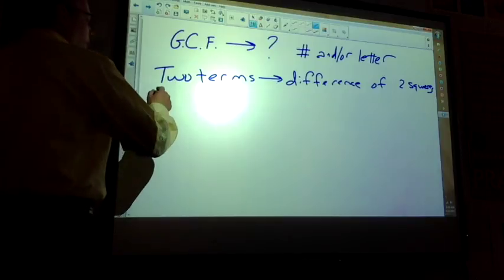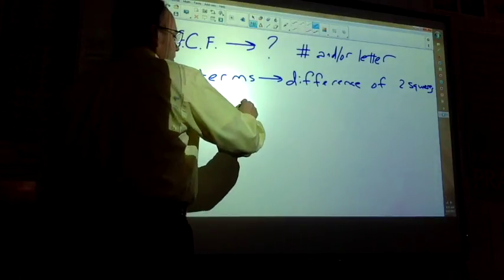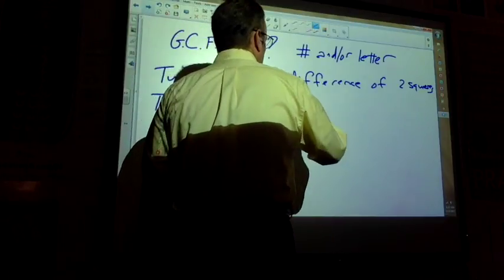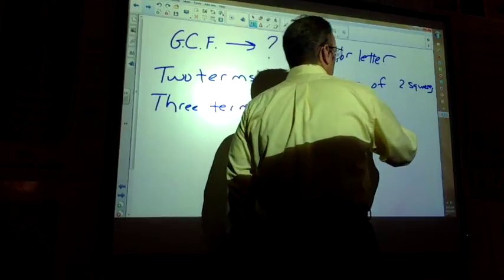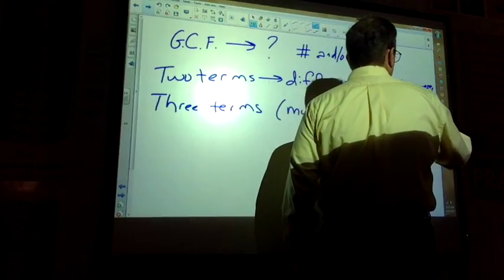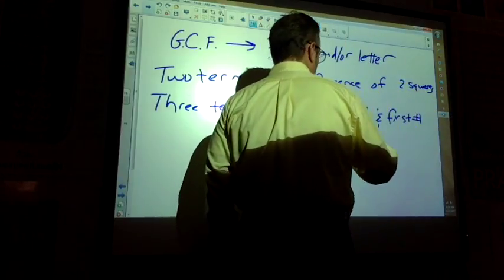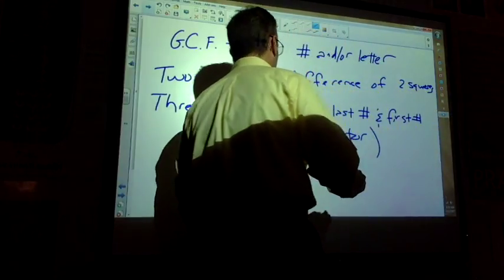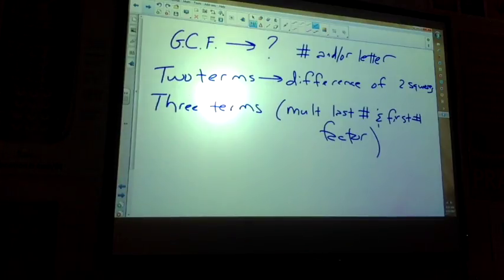And then after that, if it's three terms, you multiply the last number and the first number, and factor, and find out what works. That's all it is. That's all we're going through. If it doesn't factor at all, it could be prime.